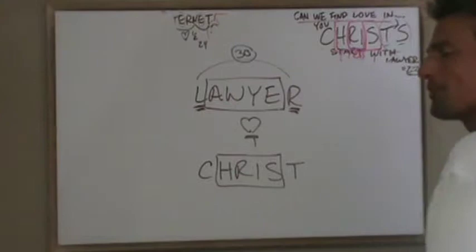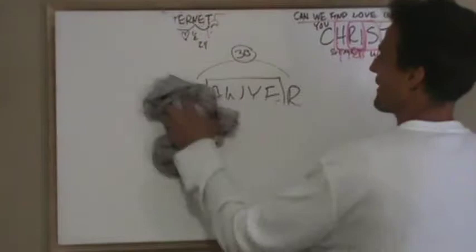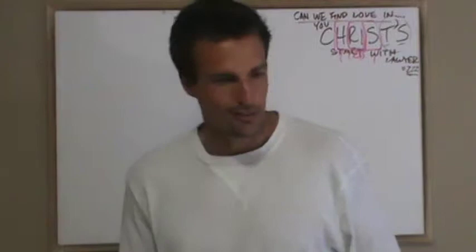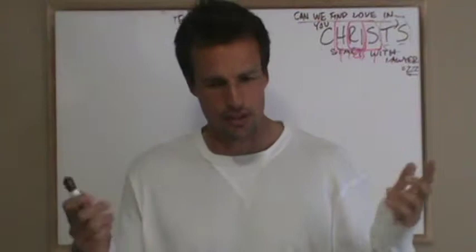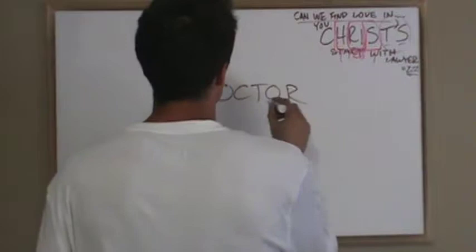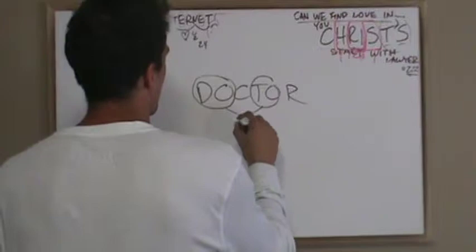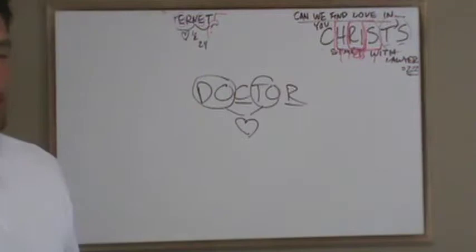Now this is going to get really fun. We're going to go through a bunch of occupations now. And I'm already laughing. So, we found love in your lawyer. Now, can we find love in your doctor? Of course we can. If you can't find love in your doctor, where can you find love? Doctor divides by 3. And here's love. Bam. Love. Plus another C and an R, 21 points. There you go. We found love in your doctor.